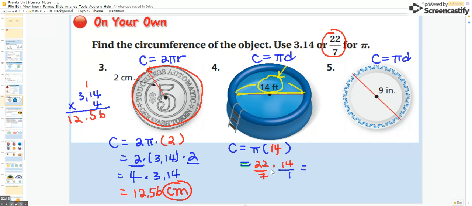Before you multiply them, because 22 times 14 is quite a big number, what I'm going to do is simplify these two. So it's going to be 1 and 2. So the answer is 44 feet.